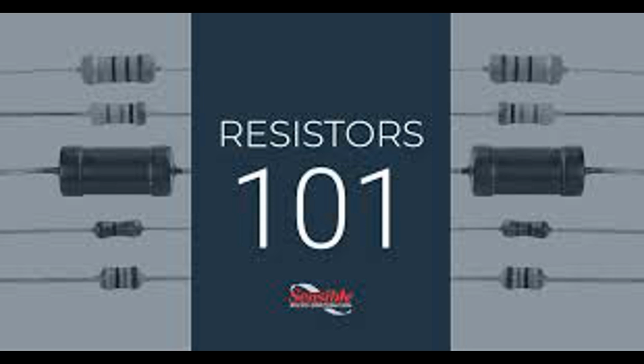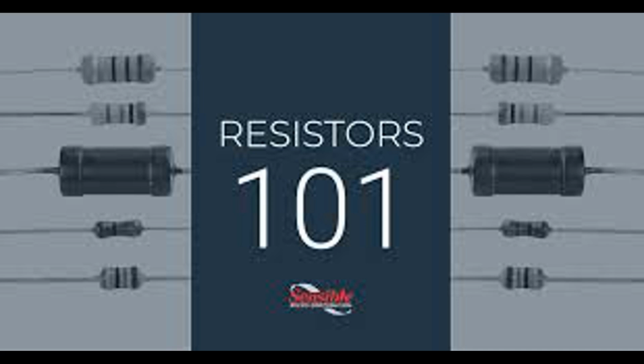Stub matching. Description: A stub, a short section of transmission line, is connected in parallel with the main transmission line. By adjusting the length and position of the stub, impedance can be matched at a specific frequency. Example: Stub matching is commonly used in microwave engineering to match the impedance of antennas or components in waveguide systems.